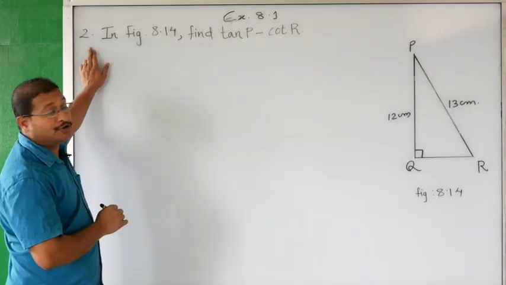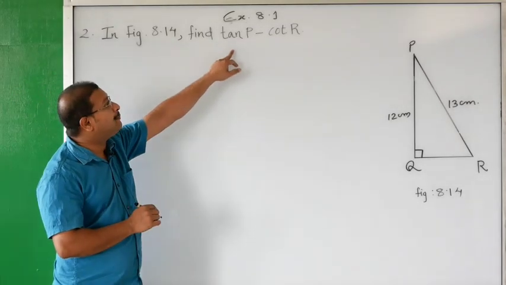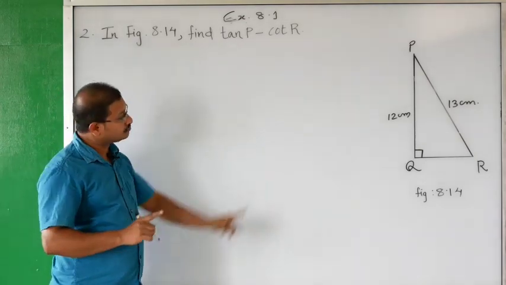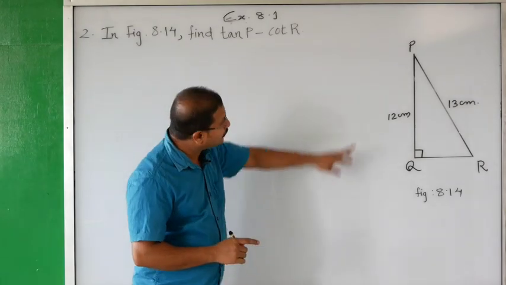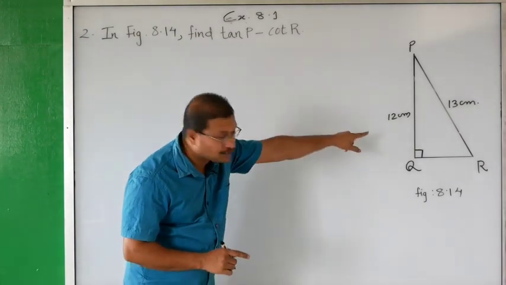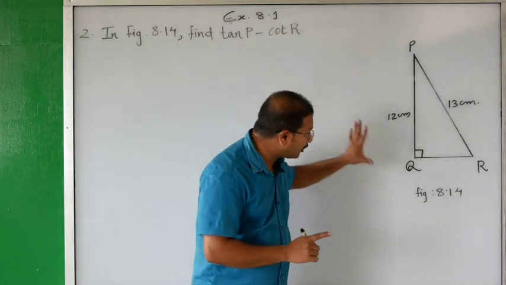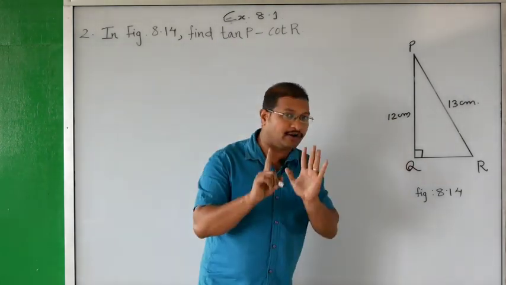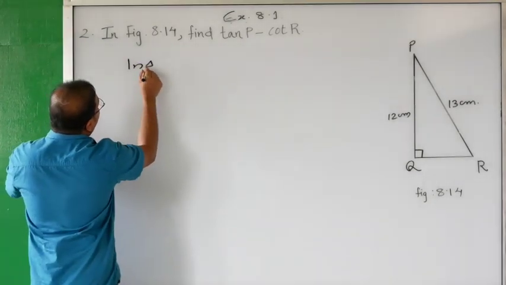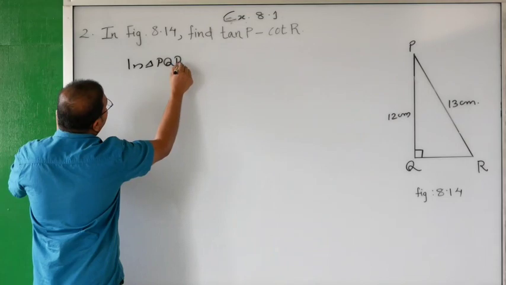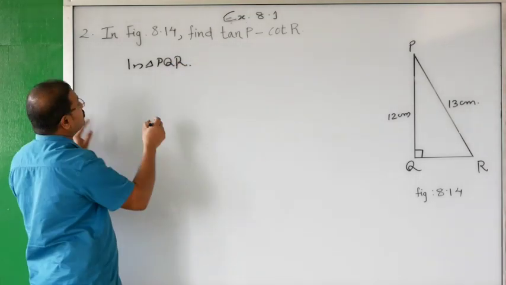Okay. Question number 2. In figure 8.14, find tan P minus cot R. The diagram is already given. See, triangle PQR. Of course, it's written there, PQ is 12 centimeter and PR is 13 centimeter. According to this diagram, QR is not given. So, let's find out that. For that, first we'll write, in triangle PQR, we know that it's a right angle triangle. So, we are going to apply Pythagoras theorem.